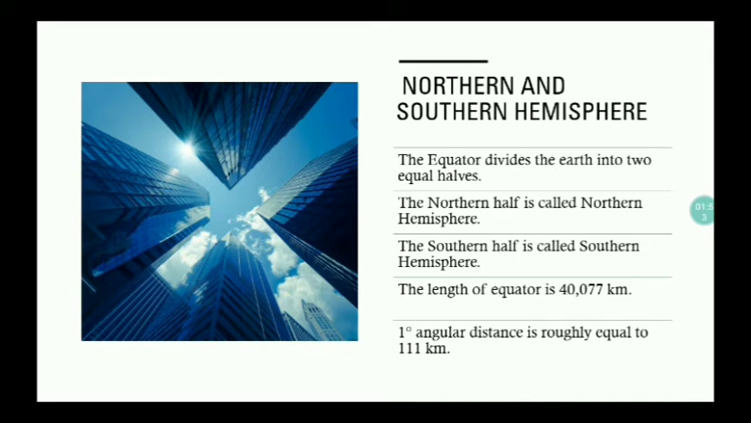Northern and Southern Hemisphere. The equator divides the earth into two equal halves. The northern half is called Northern Hemisphere. The southern half is called Southern Hemisphere. The length of equator is 40,077 km. One angular distance is roughly equal to 111 km.